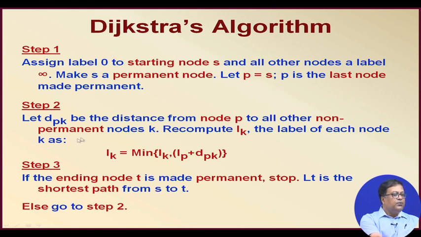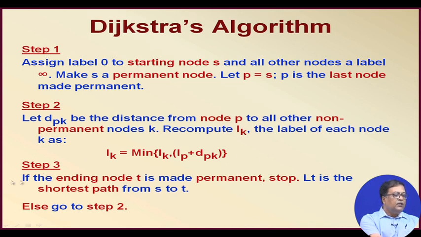At step 2, let dpk be the distance from node P to all other non-permanent nodes k. Recompute Lk, meaning the level of all the remaining nodes, as the minimum of Lk, the current level, and Lp plus dpk. So, that is step 2.